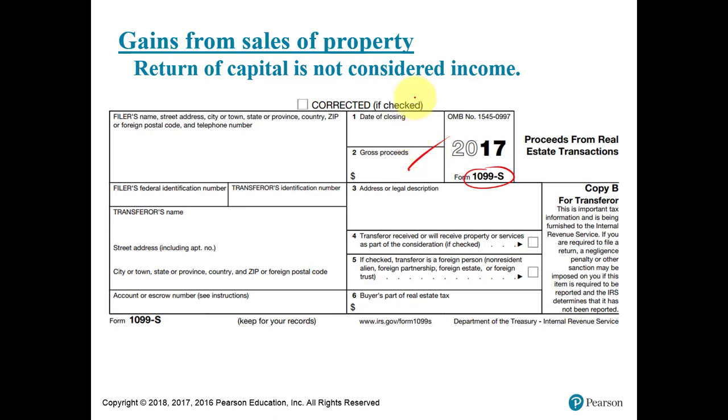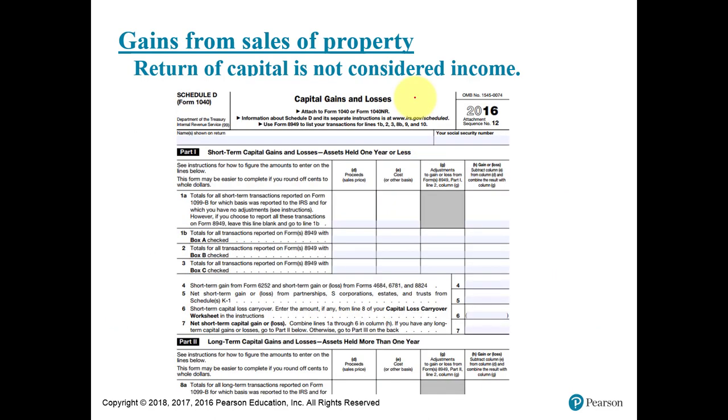In all of these cases, though, eventually the gain or loss is reported on a Schedule D before being reported as a net gain or loss on the 1040 form. So here again is the proceeds minus the cost to get the gain or loss, be it short-term or long-term. You may need to even give more detail on this Form 8949 that we'll see in a future chapter.